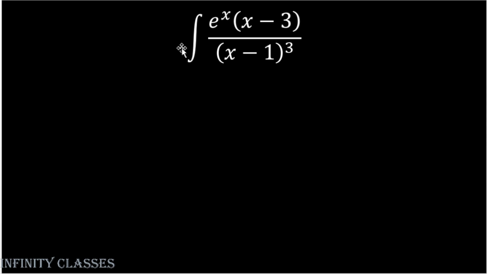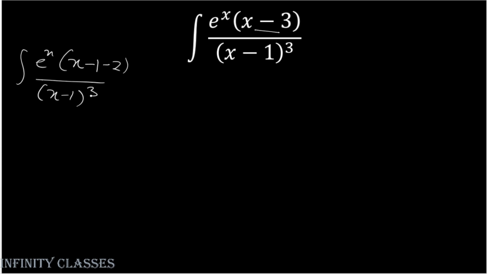The same type of question, but it is not directly observable that one is the derivative of the other. So we will convert it so that one becomes the derivative of the other. Let's start how we will do it. We will first try to make the denominator and numerator look alike. So this one is x minus 3, we will write it as x minus 1 and minus 2, and in the denominator we will write (x minus 1) cubed. From here we will separate the denominator part as the numerator has the same.